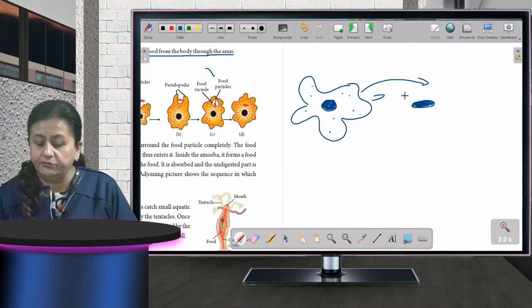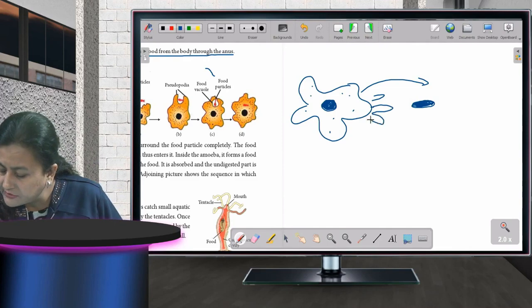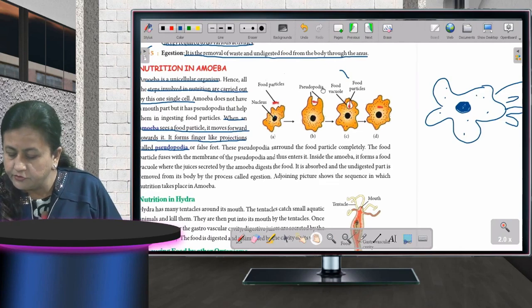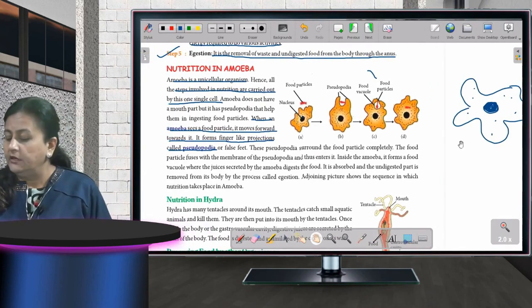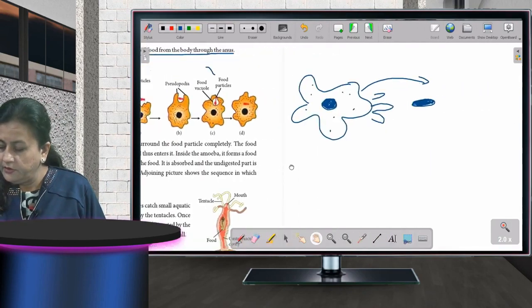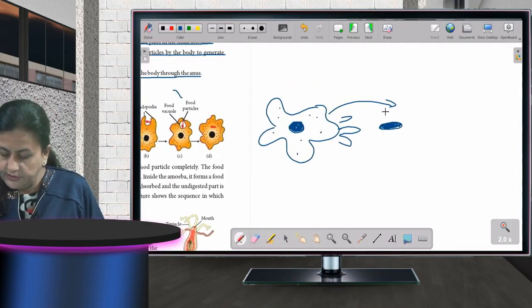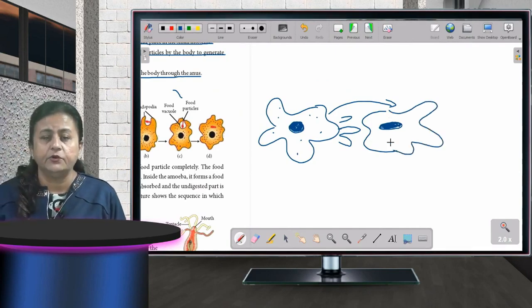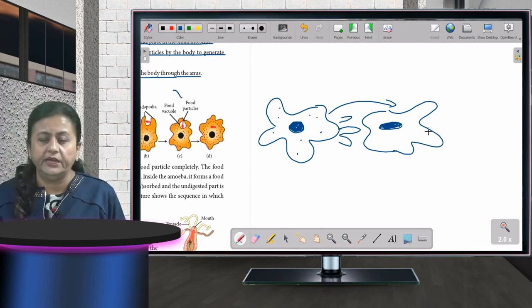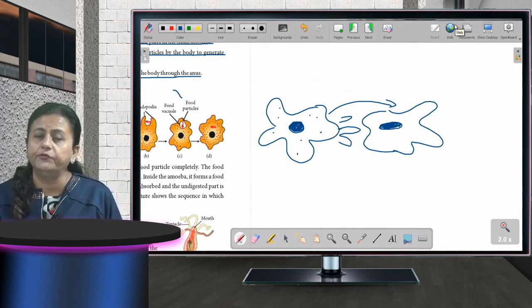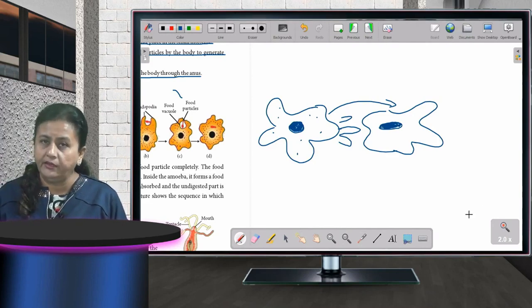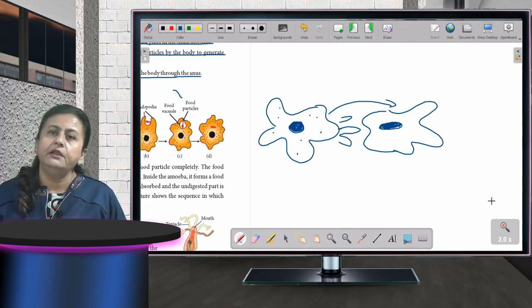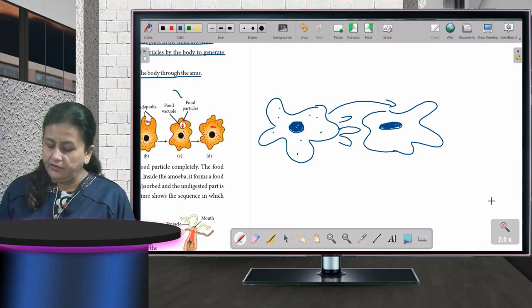With its finger-like projections, it will start moving like this. You can see here also, pseudopodia. Now what happens once it starts moving? It will cover the whole food area. Once it covers, it will digest over there. It will form a food vacuole, and whatever food is there, it will digest there only. After that it will get some energy and it will multiply or reproduce. Fine.